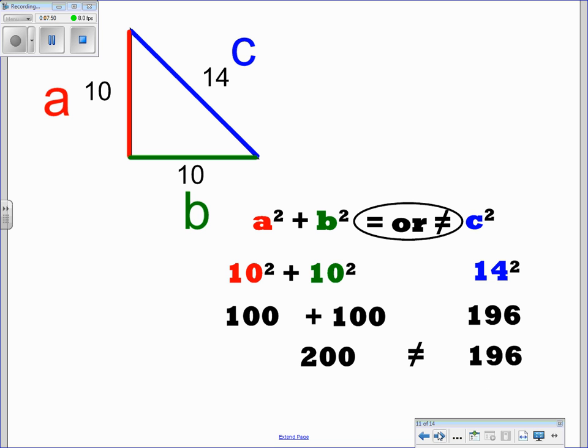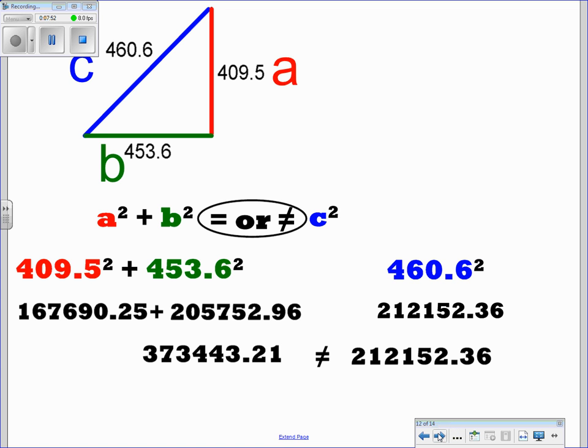We can do this even when the numbers get much larger. Here you see I have A of 409.5, B of 453.6, and C of 460.6. We do it the same way. First step, we label. Second step, we write the Pythagorean theorem. And you can just write a question mark in between if you like. Third step, we substitute the values. Fourth step, we do the math. And the fifth step, we compare our answers. Once you get that, you can say, no, this is not a right triangle.